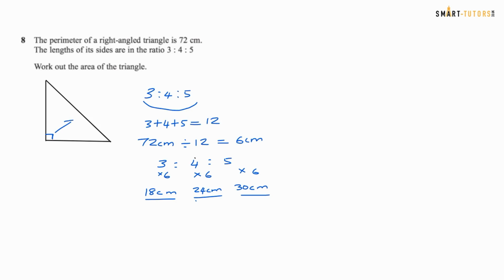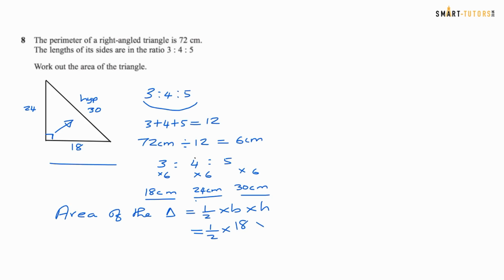In a right angle triangle, the longest side, the opposite side of the right angle, is called a hypotenuse. So in this case it's going to be 30, and it doesn't matter where you put 24 and 18 for the other two lengths. So the area of the triangle equals half base times height, or base times height divide by 2. So half base is going to be my 18, and the height is going to be 24.